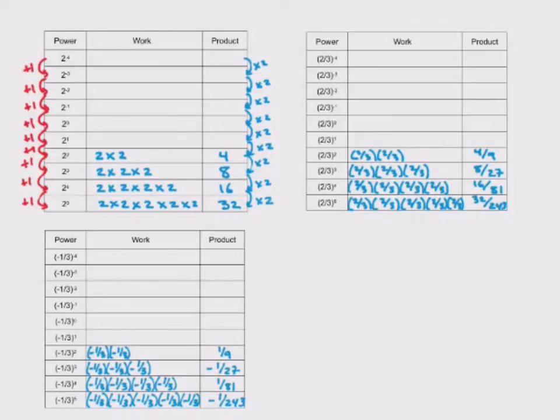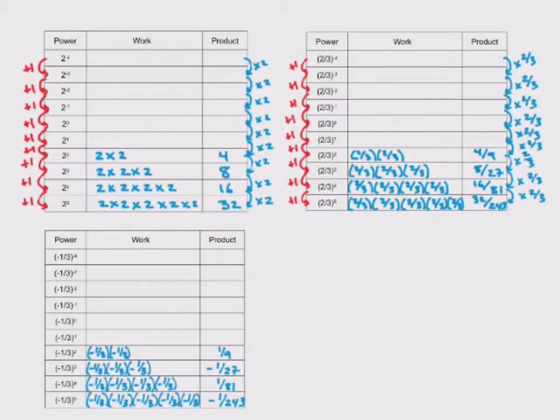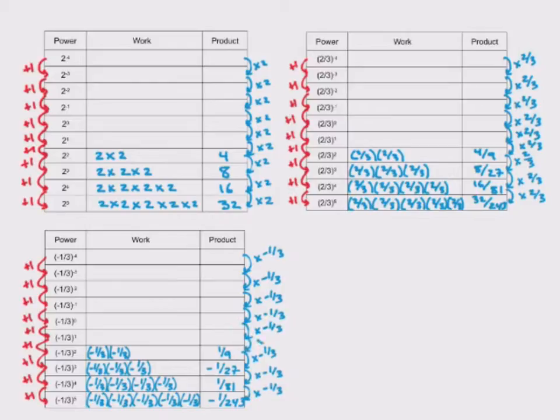And of course, for the 2/3 table, every time our exponent went up by 1, we were multiplying by another 2/3, so our product got multiplied by 2/3. And of course, there's no reason to believe that this hadn't been happening the whole table. And last but not least, for the negative 1/3 table, every time we increased our exponent by 1, we were multiplying by negative 1/3 one more time. So our product kept getting multiplied by negative 1/3. And again, there's no reason to believe why this hadn't been happening the entire table.